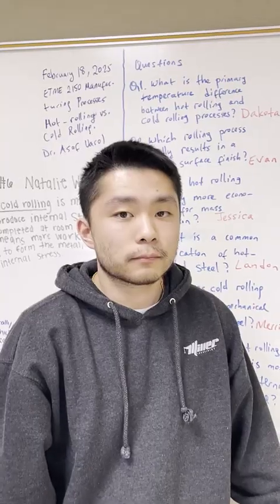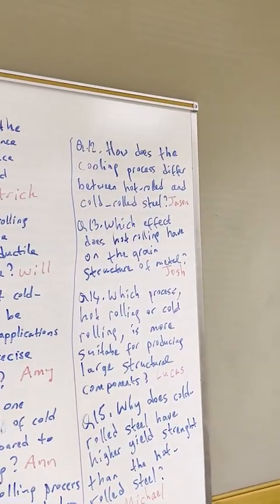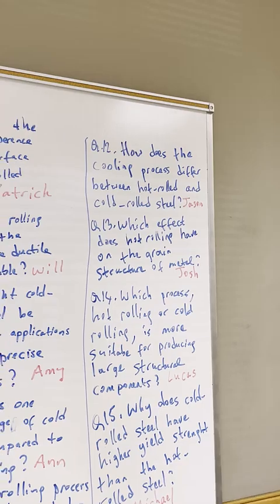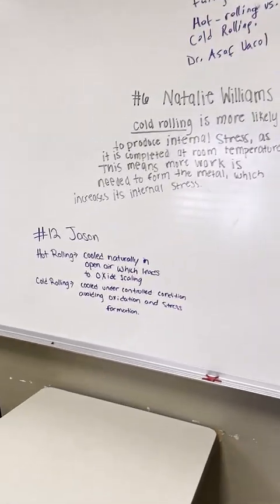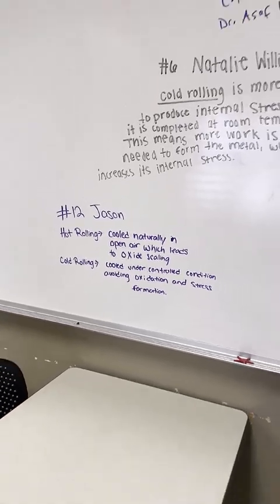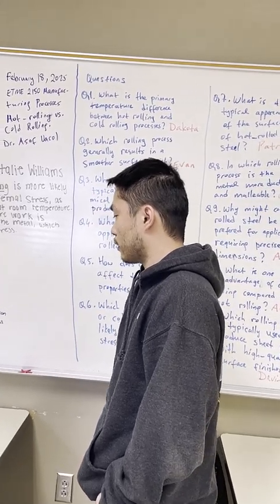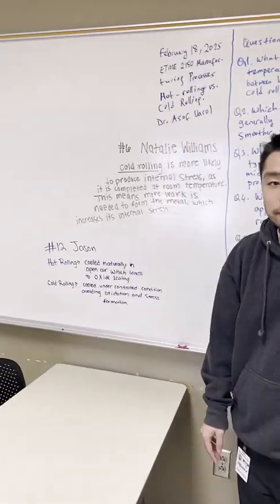My question was, how does the cooling process differ between hot rolled and cold rolled steel? Over here I put the hot rolling. It cools naturally in open air, which leads to oxidation scaling. And then cold rolling cools under controlled conditions, avoiding oxidation and stress formation.